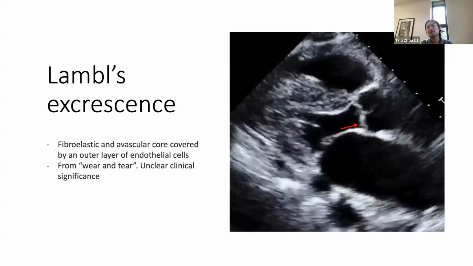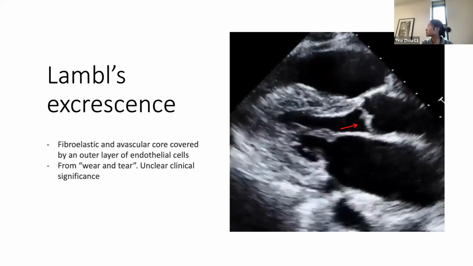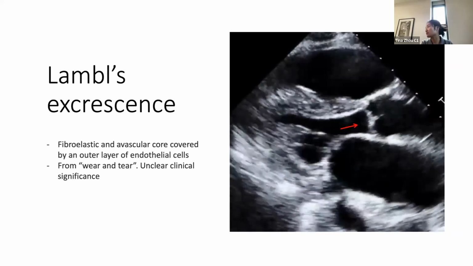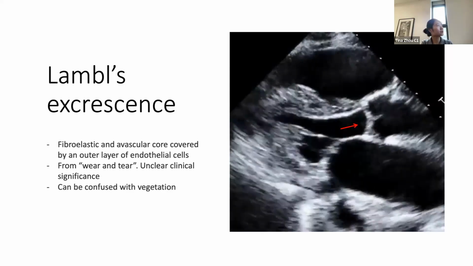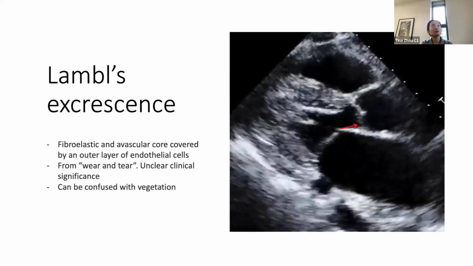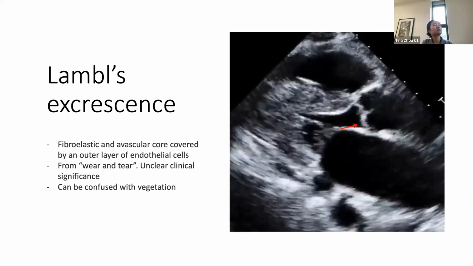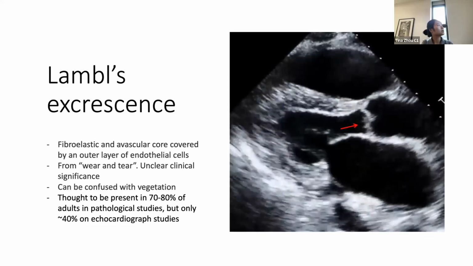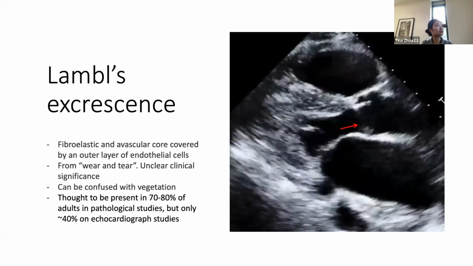The clinical significance again is not super clear. There's some thoughts it can embolize and cause stroke, but we don't really chase after it when we do see it. It can be confused with vegetation, as you can imagine. It's right on the valve, and it often occurs at more than one location if you do see it. The prevalence kind of varies.